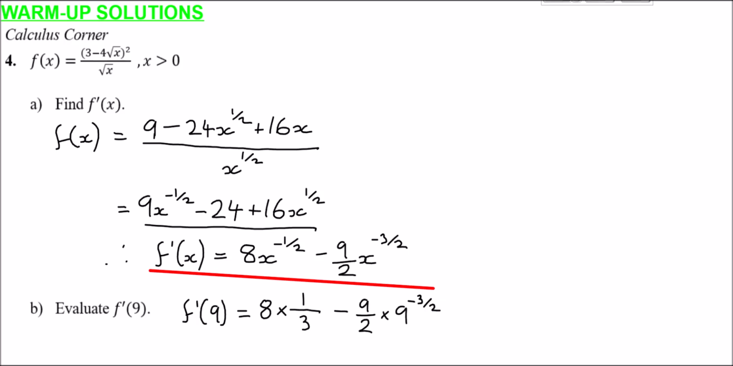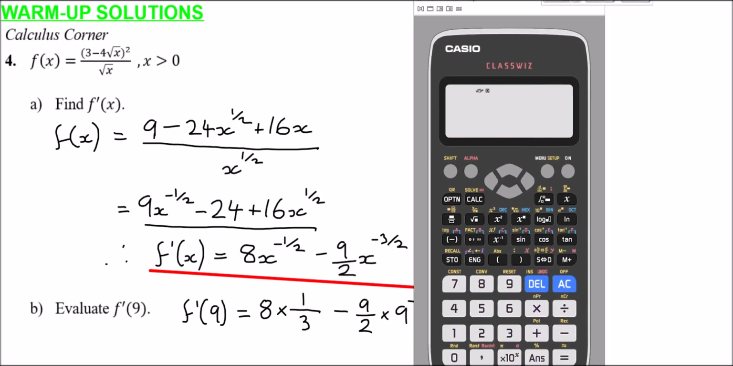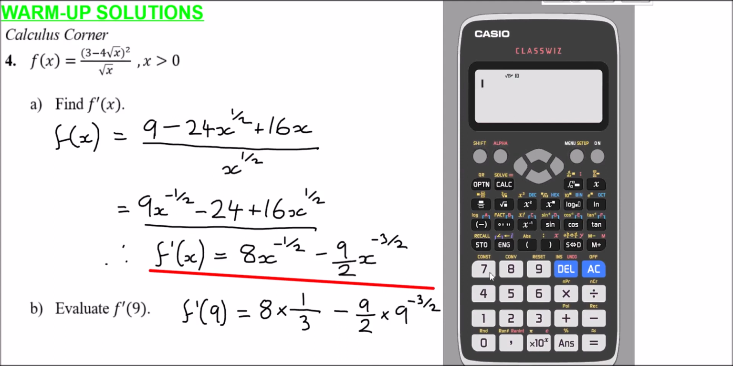And in fact, I'll just show you using a calculator, just doing it the slow but steady way. So 8 multiplied by 9 to the power of minus a half, then minus 9 over 2 multiplied by 9 to the power of minus 3 over 2. And that should give us a value of 5 over 2, which is the same as 2.5.